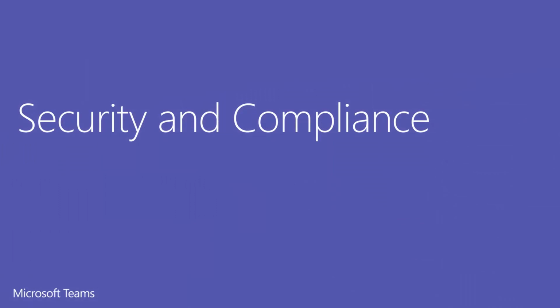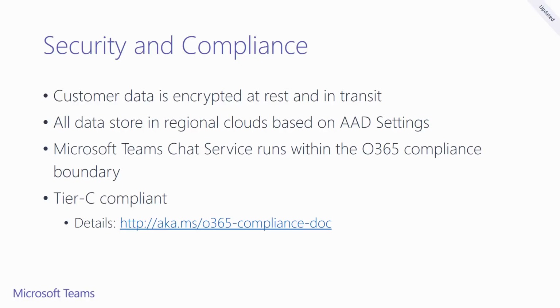We have spoken to what features are enabled by the chat services in our first presentation, Introduction to Microsoft Teams. During this section, we want to speak to some technical details of security and compliance for these services. All of your data is encrypted at rest and in transit. The data that is stored at rest will be in the regional clouds based on the tenant location set in Azure Active Directory. Chats are managed in the Microsoft Teams chat service, which runs within the O365 compliance boundary, but it is separate from Exchange or SharePoint.